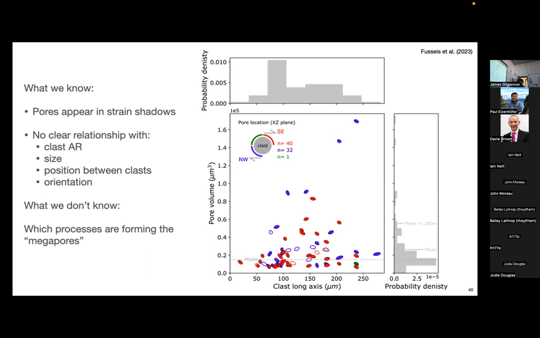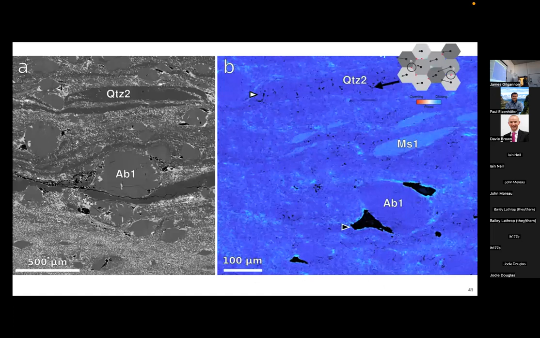So from the microstructural analysis that we've done, we know that it must be a series of syn-kinematic processes that are forming these. It's not likely one. You probably have syn-kinematic dissolution of material, some precipitation. You must have some mechanical behavior involved in there.